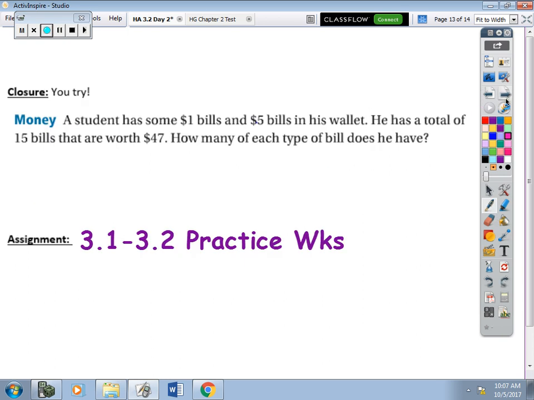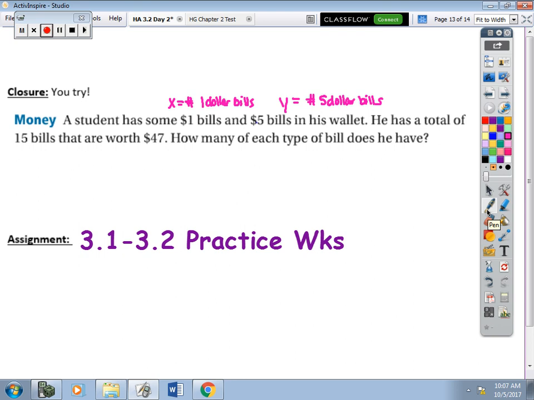The last one is an open-ended question, and it says a student has some $1 bills and some $5 bills in his wallet. So let's let X equal the number of $1 bills and Y equal the number of $5 bills. He has a total of 15 bills that are worth $47. How many of each type does he have?